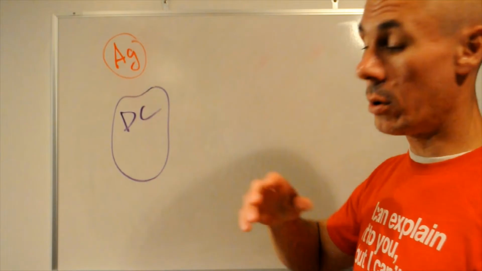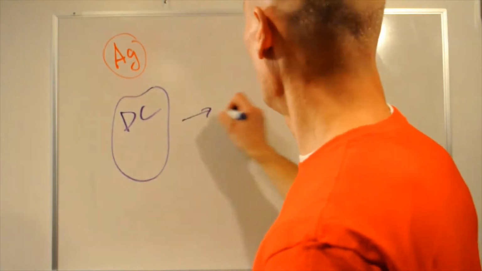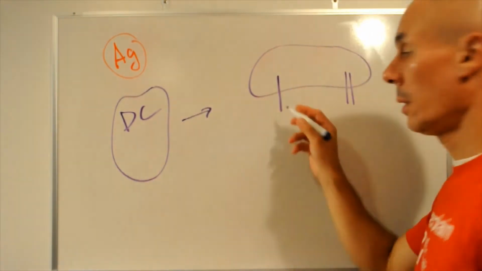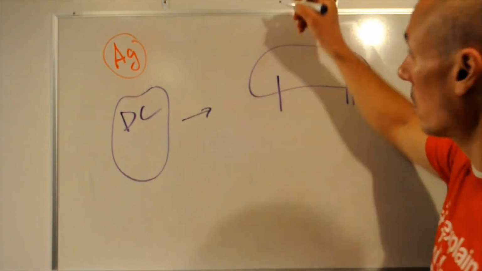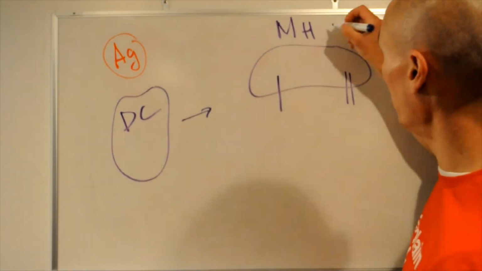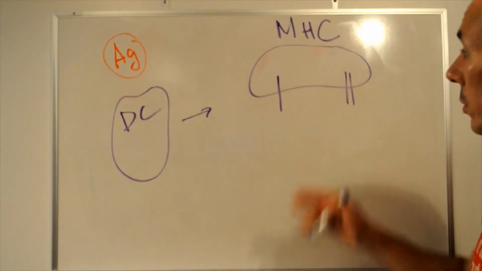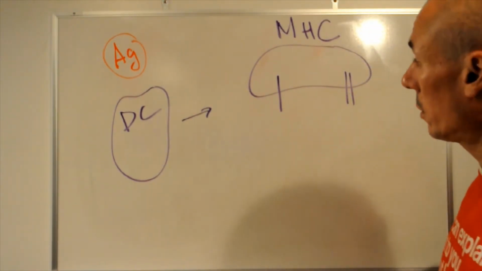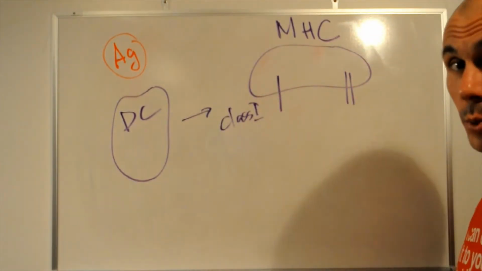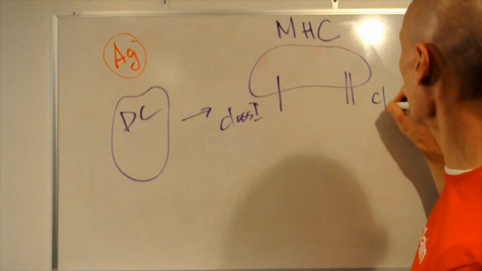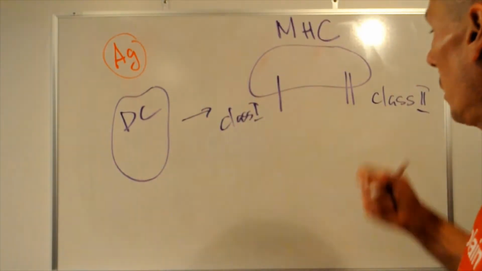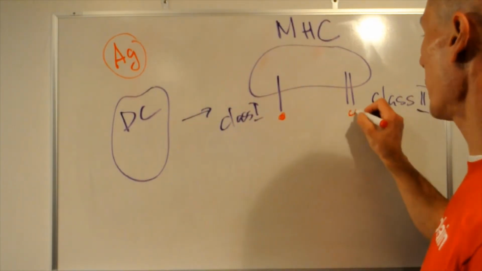engulfs the antigen, breaks it down, and presents it on its surface via so-called major histocompatibility, so tissue compatibility, complex molecules. So those are MHC molecules. So MHC class 1 presented on all nucleated cells, and that's class 2. And here are the fragments of the antigen presented.